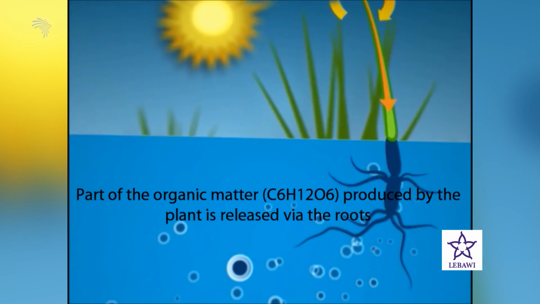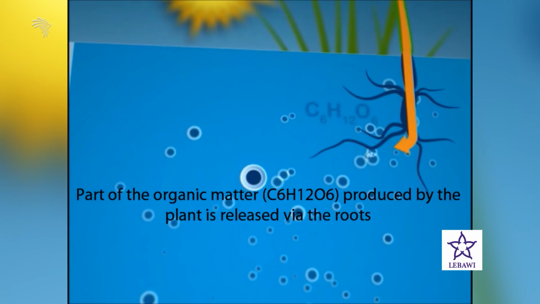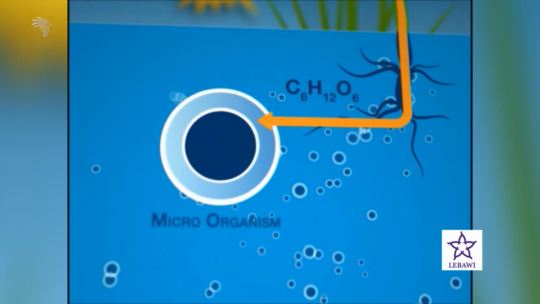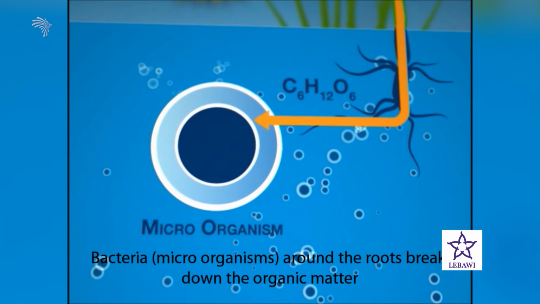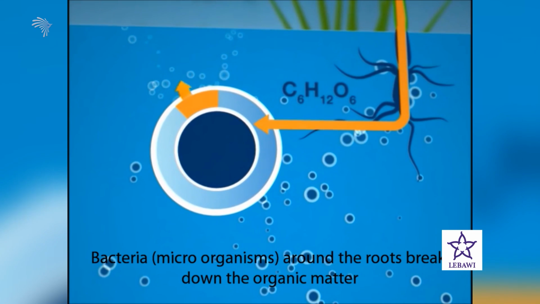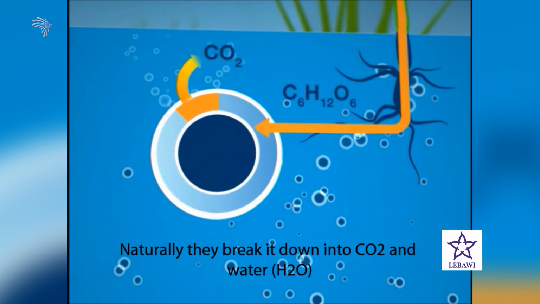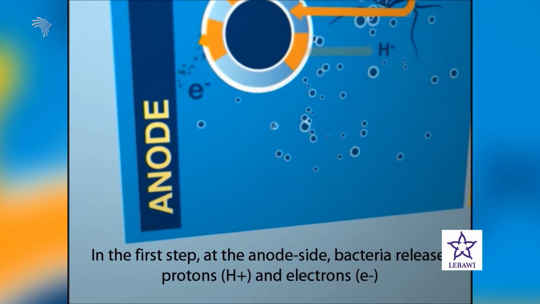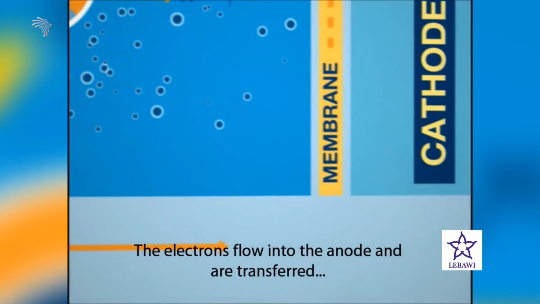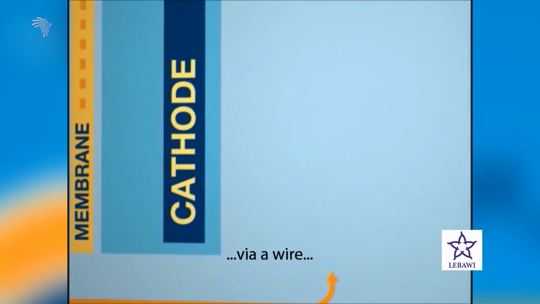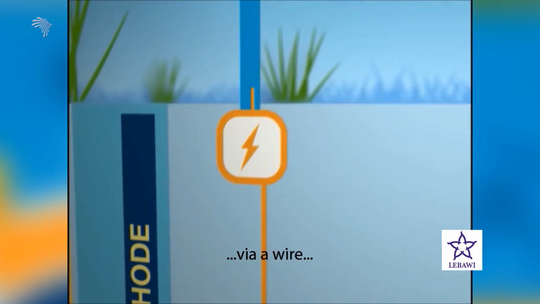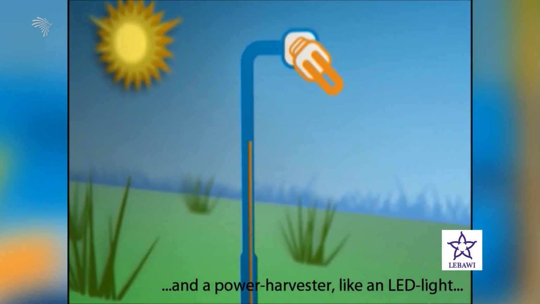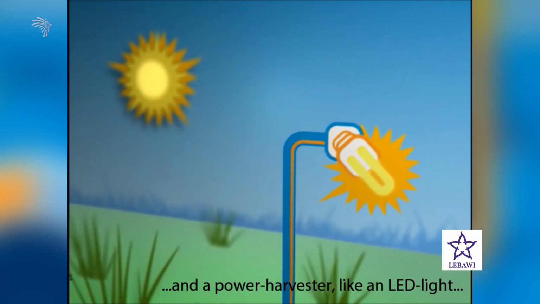A plant produces organic material through photosynthesis. Part of this organic material is used by the plant for its own growth, but not everything is used by the plant. The remaining part is excreted via the roots to the soil. In the soil, around the root of the plant, bacteria break down the organic material. In the degradation process, electrons are released as a waste product. The Plantee technology ensures that we can use these electrons as electricity.